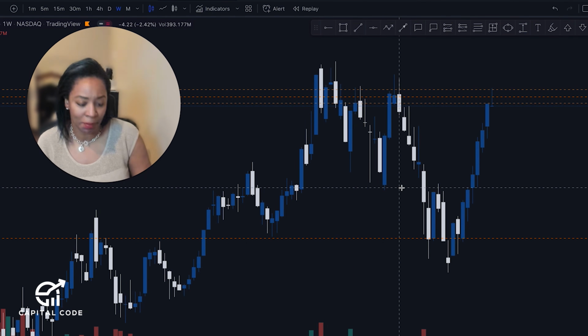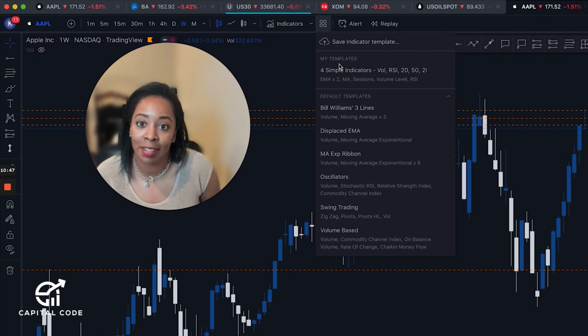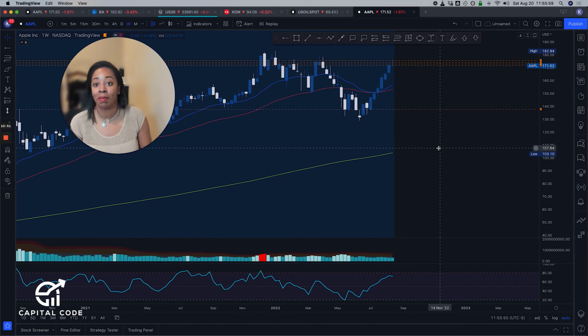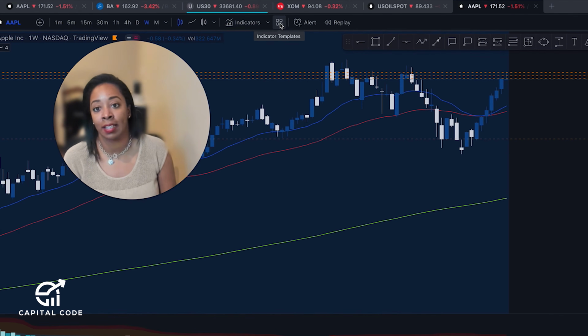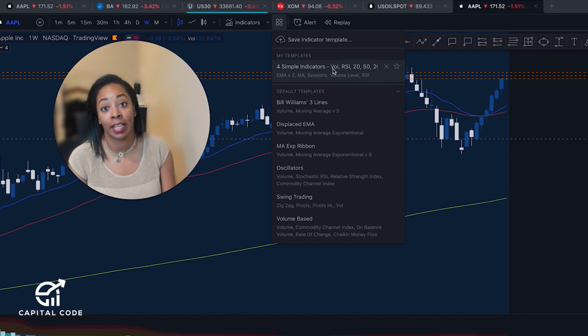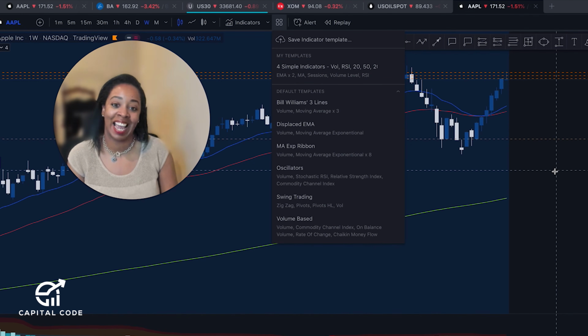I want to clean this up. So the other tool that I like to use, let me turn this off, okay, cool. The other tool that I like to use are some of my defaults, and as you probably saw, when I clicked on these indicator templates, I actually have these saved. So I have my 4 simple indicators, and basically it's the stuff that we talked about and we're getting ready to talk about right now.